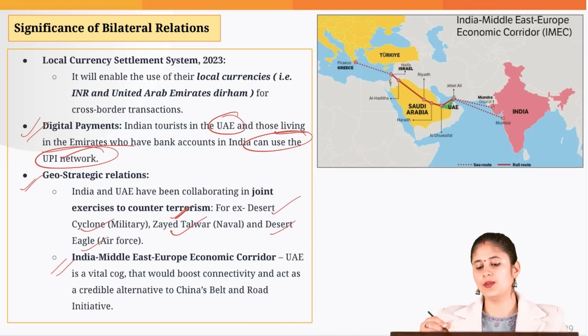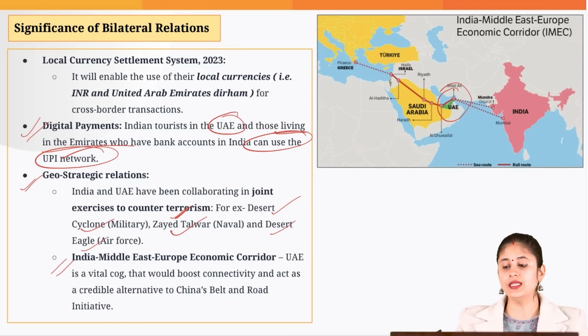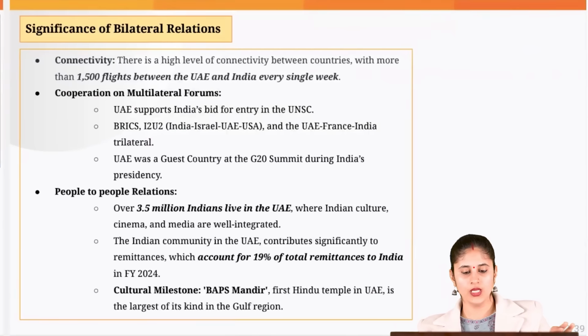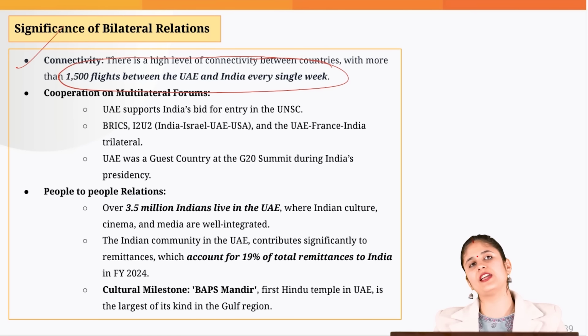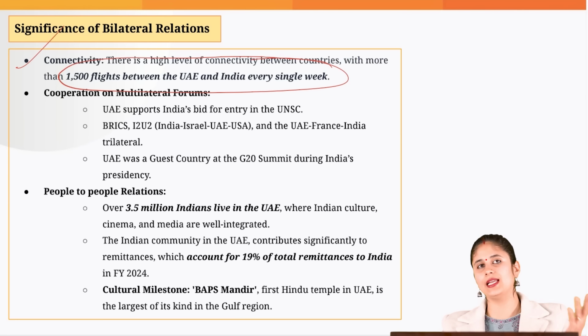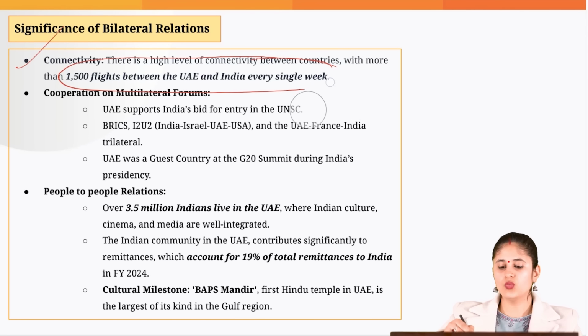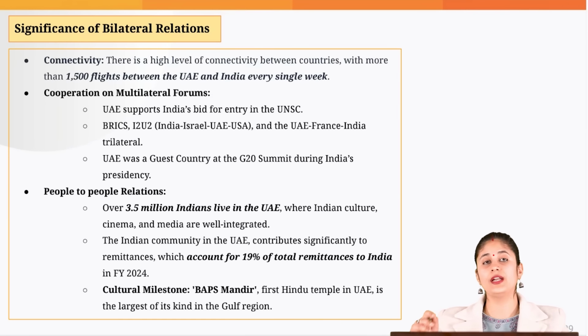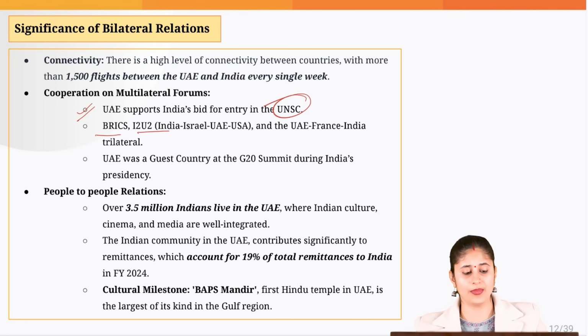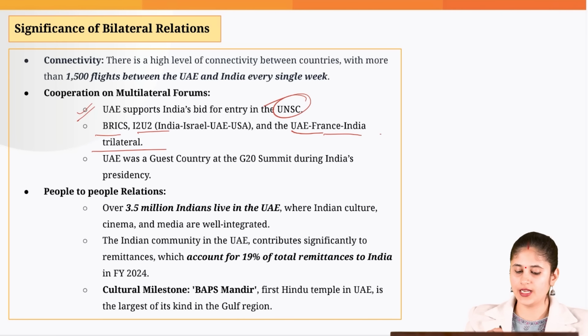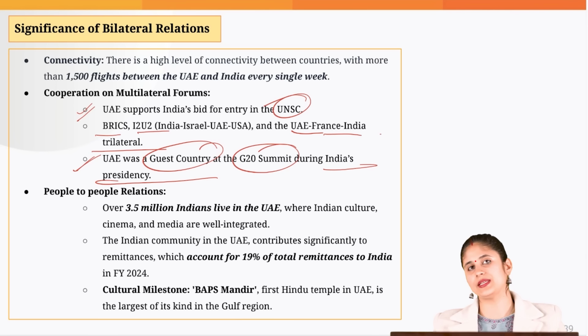Then UAE is important when you talk about the India, Middle East, Europe Economic Corridor. When you talk about the connectivity between the two countries, we have 1,500 flights which move between India and UAE every week. Then the two countries also cooperate on various multilateral forums. UAE supports India's bid for entry into the UN Security Council. And the two countries collaborate on various multilateral forums like BRICS, I2U2, and the UAE, France, India Trilateral Forum. And UAE was also the guest country at the G20 summit during India's presidency.